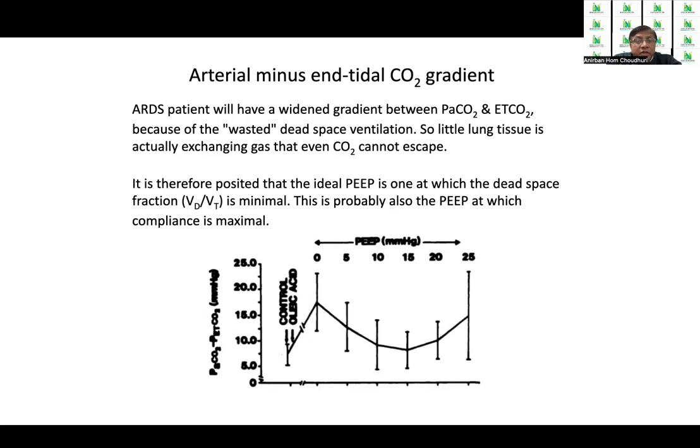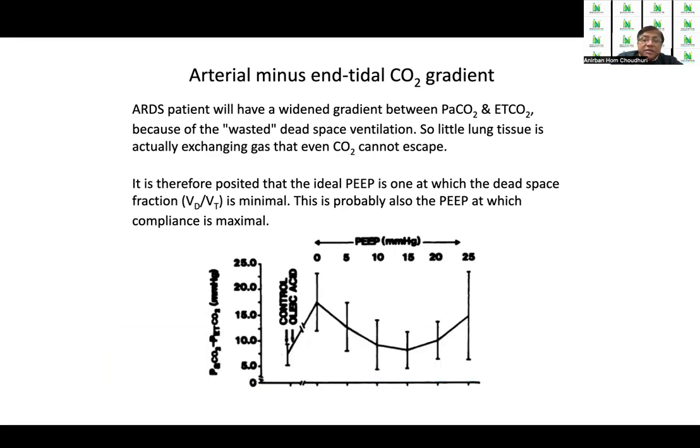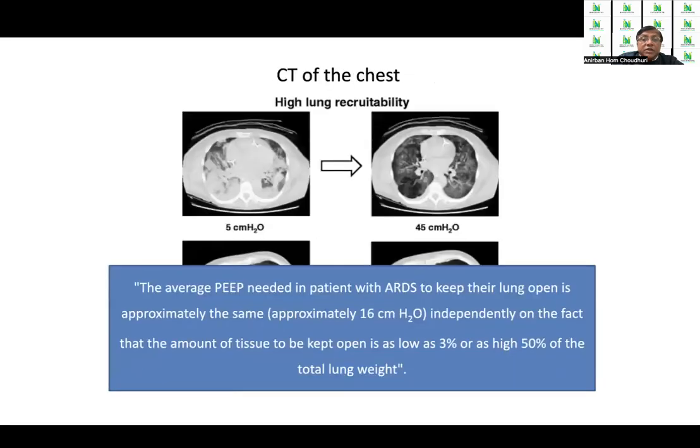So it is postulated that ideal PEEP is the one at which the dead space fraction, that is VD by VT, is minimal. And this is probably also the PEEP at which the compliance can be maximum. So at a certain PEEP, the gradient is minimal, and then it again climbs, as you can see from this graph, and we can choose that level and use it.